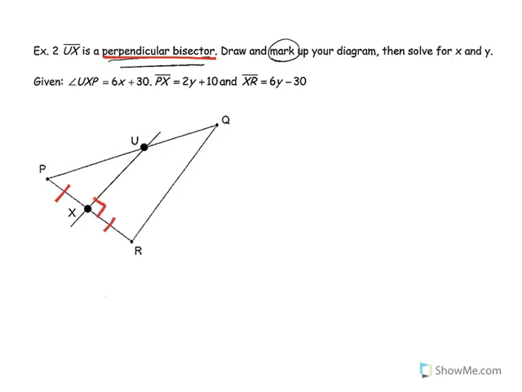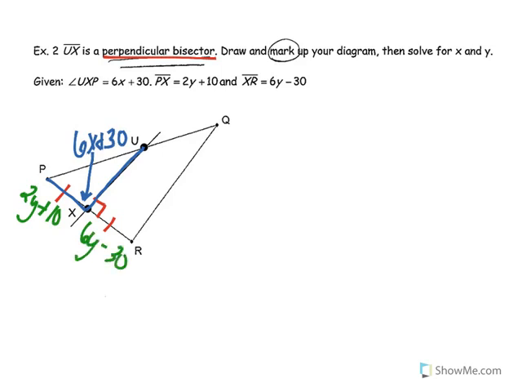And now let's label this in our picture. So angle UXP, that's right here. That means that that angle is 6x plus 30, okay? And then I told you that PX is 2y plus 10, so that's right here. And then XR is 6y minus 30, that's this segment here, okay?